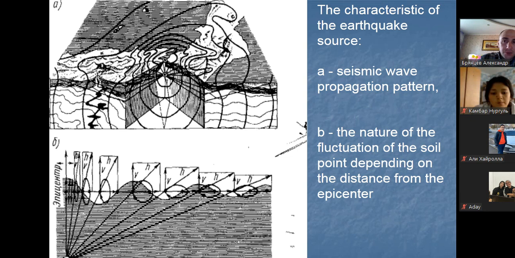The pictures illustrate the epicenters and hypocenters of an earthquake: how deep inside it can be located and in what direction it moves when it begins. So this shows the nature of the fluctuation of the soil depending on the distance from the epicenter.